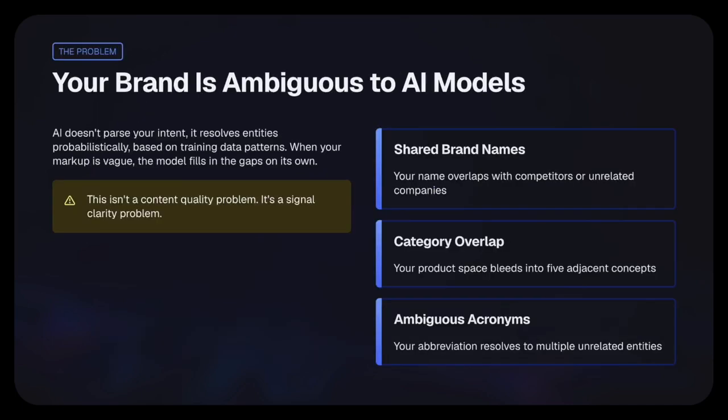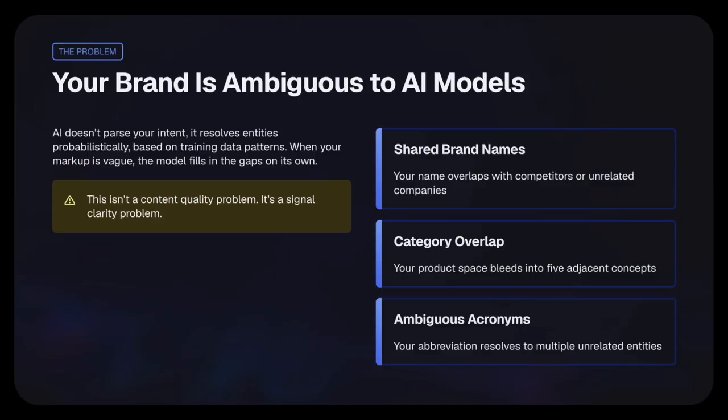Your brand is ambiguous to AI models. They don't parse your intent the way that you think they do. In reality, they resolve entities probabilistically. These are probability machines, and they're taking the inputs and predicting the next best response based on a number of different factors. They've got training data, but if they don't have that information, they've got to make queries to search engines and other databases to fill those gaps.